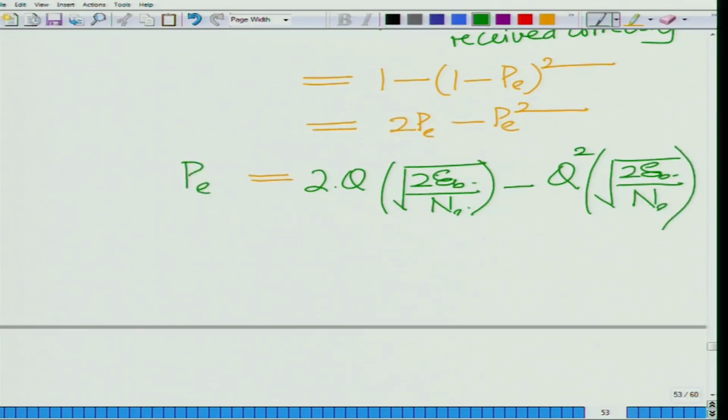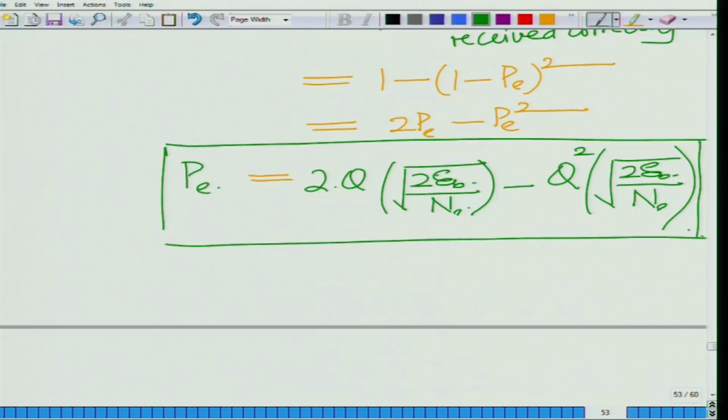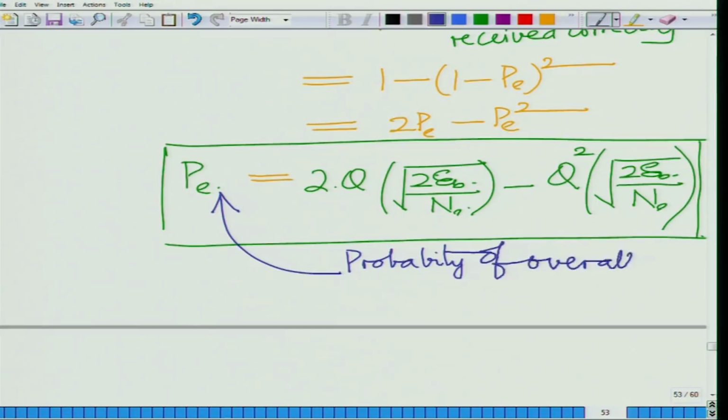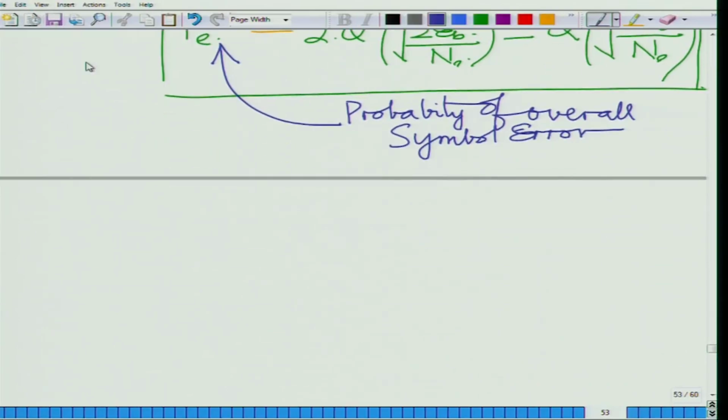This is the probability of overall symbol error. This is important. So the probability of overall symbol error is 1 minus (1 minus P_e) square, that is 2 P_e minus P_e square, where P_e is Q of square root of 2 E_b over N_0.